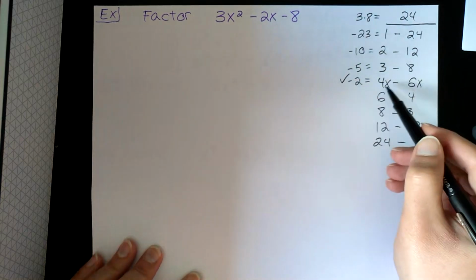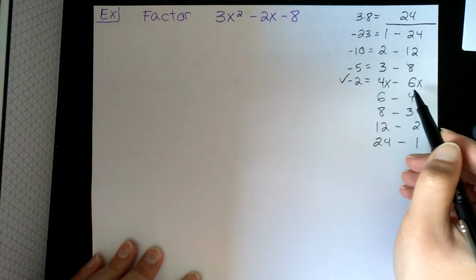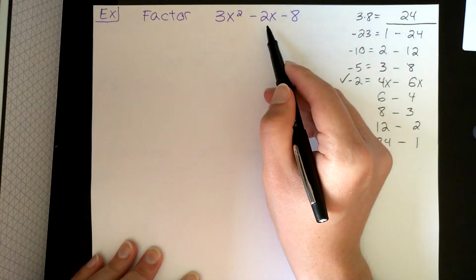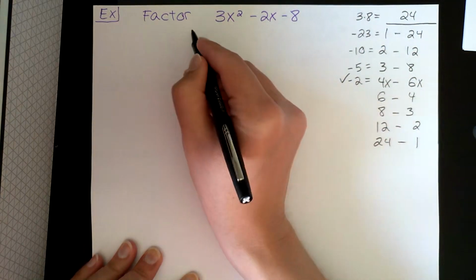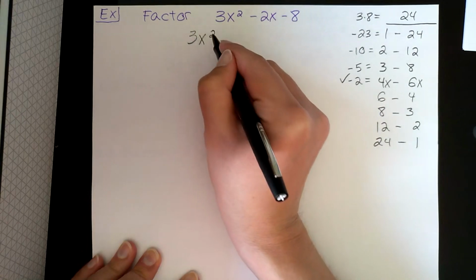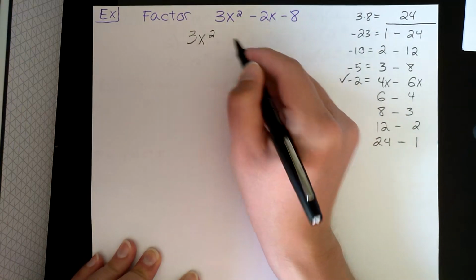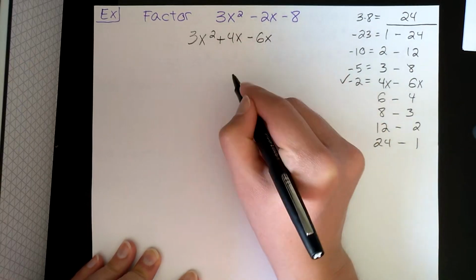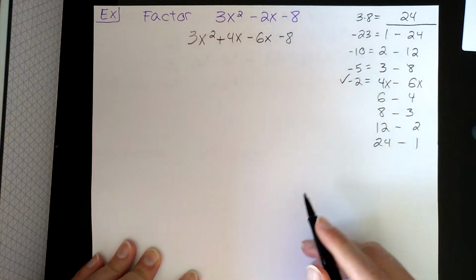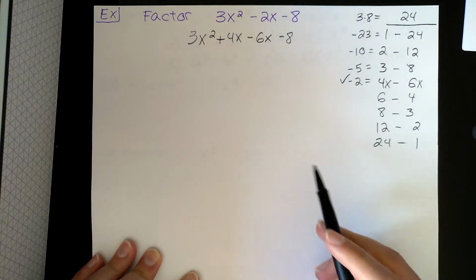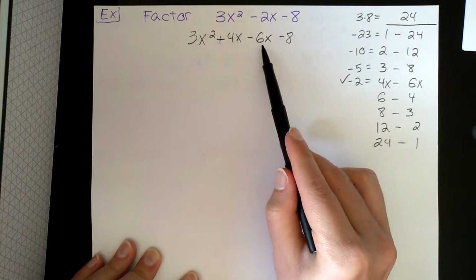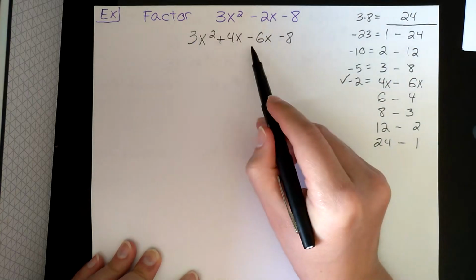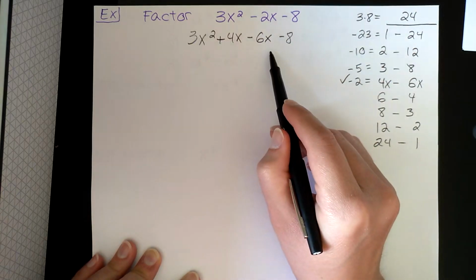Okay, so with that, now that we have our letter with each term, we will substitute it in. This is why we call it the middle out method. We take the middle out, we replace it. So that gives us 3x squared, and instead of minus 2x, we have plus 4x minus 6x minus 8. Note that the problem hasn't changed. 4x minus 6x is negative 2x. We've just rewritten it, which now allows us to apply factor by grouping.